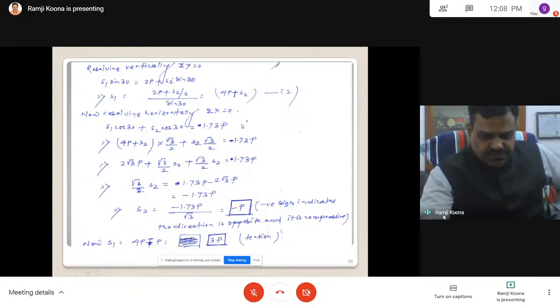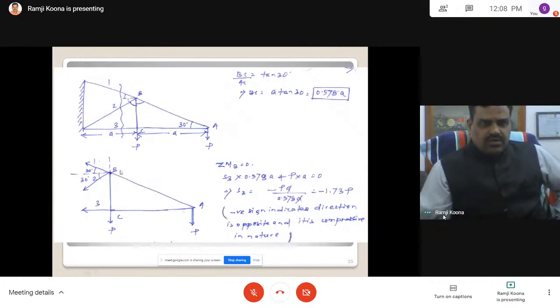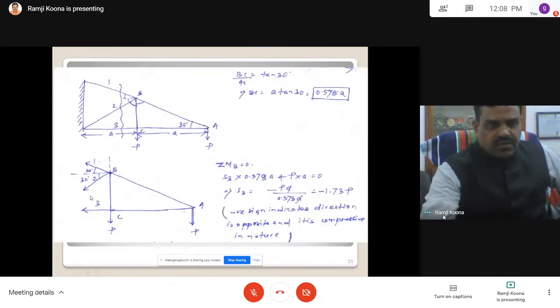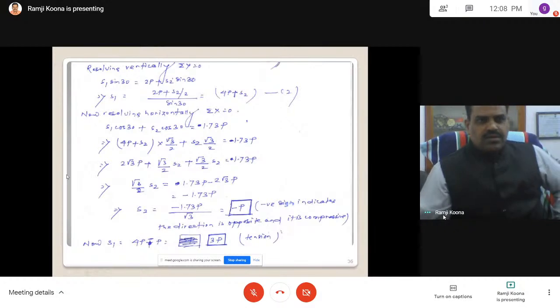In ΣFx = 0, we will get these two components and this one component: S3 plus S2 plus S1, that is S1 cos 30, S2 cos 30 plus S3. S3 by this time is a known quantity. From this find out the value of this. Negative sign again we got. Now you can get S1, two unknowns, two equations.